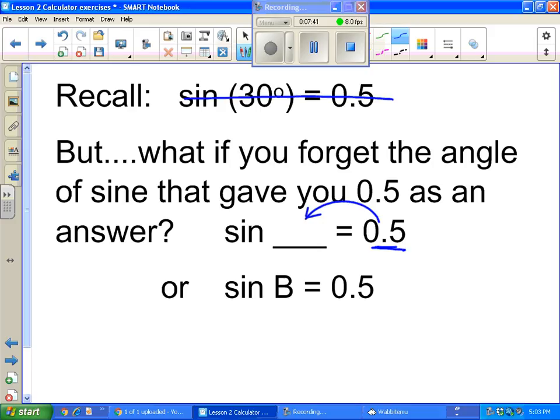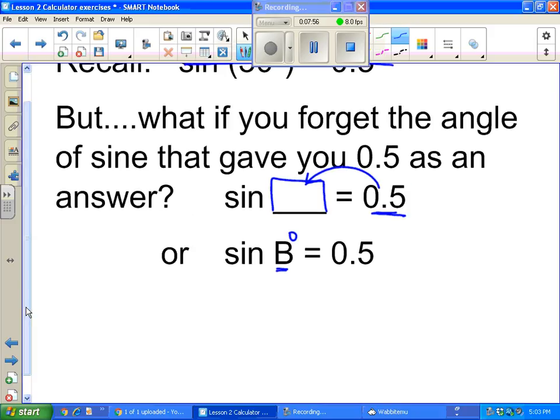So we could leave a blank space or a box, or we could even put a letter to represent something that's missing. So this would be a B angle, which I'm looking for in degrees. All right? Well, we know the answer is 30 because we just worked with sine of 30 a couple of different times. So what we're going to see for the first time is we're going to use our inverse functions. Yes, inverse is popping back up.